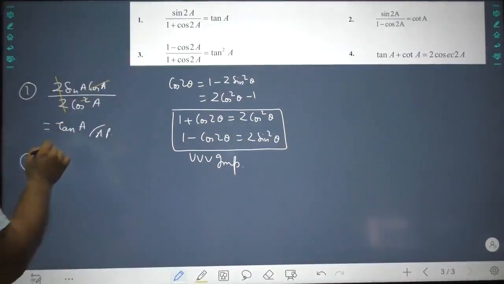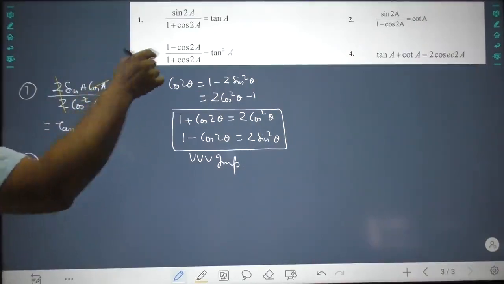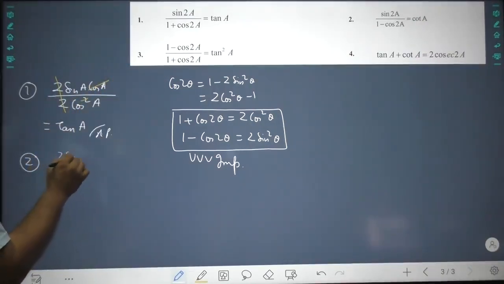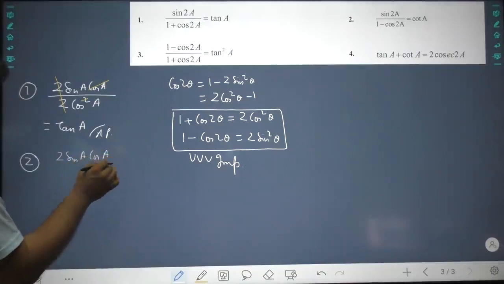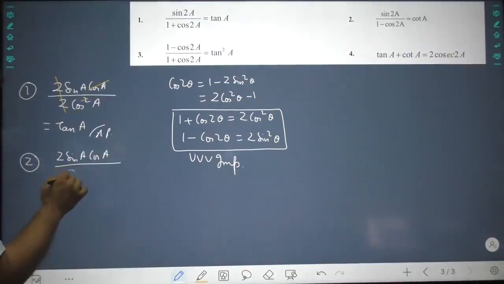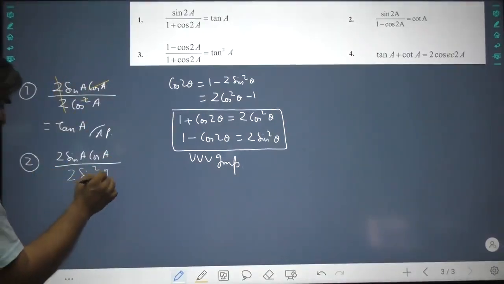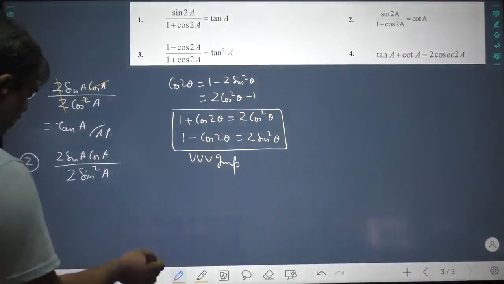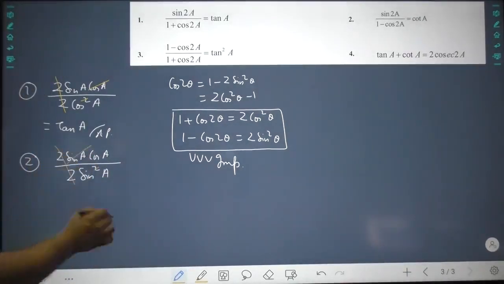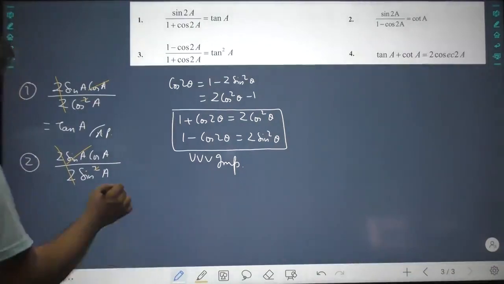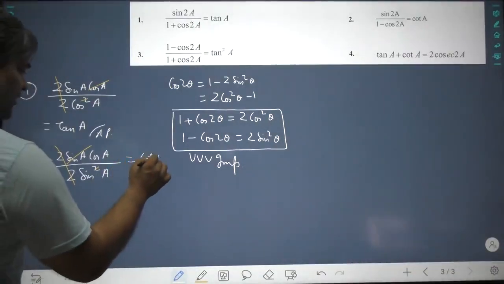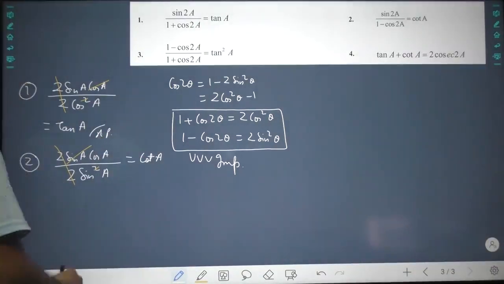Let us do the second one. Sin 2a will become 2 sin a cos a and 1 minus cos 2a will become 2 sin square a. Let us cancel the common things. 2 gets cancelled, sin gets cancelled. So we are left with cot a. That is the second question.